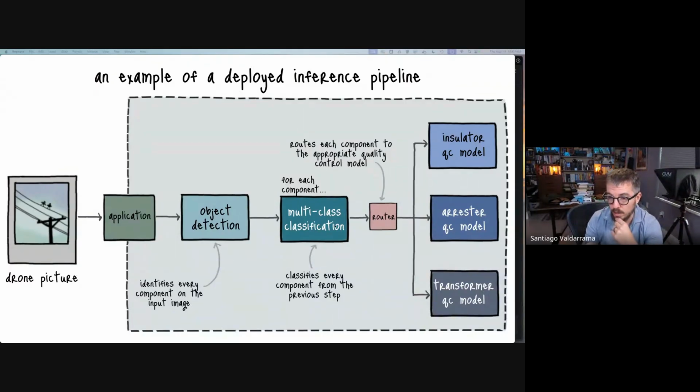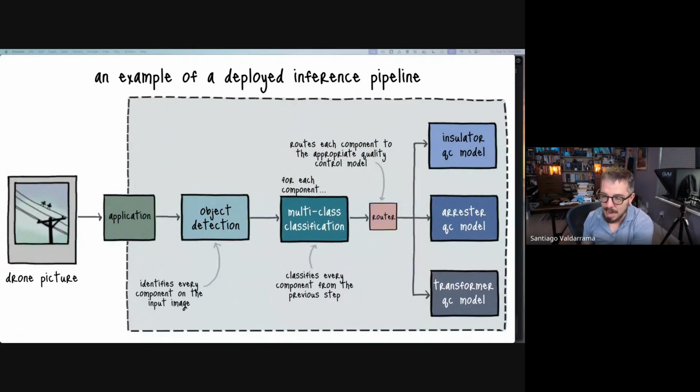And then from that point, we had some sort of router, which was a simple condition. The router said, if it's a transformer, we are going to engage the quality control transformer model. It's a model that understands what good looking transformers, or working transformers, look like, and it will flag any transformer that was faulty. So that's the idea of this pipeline.